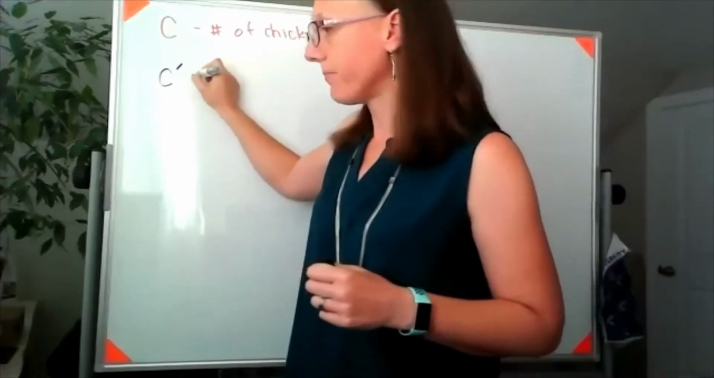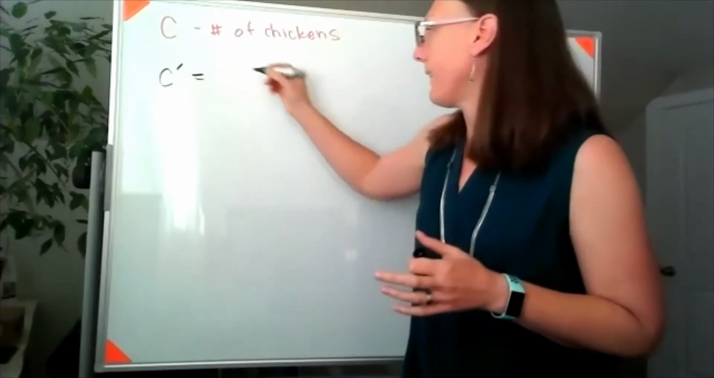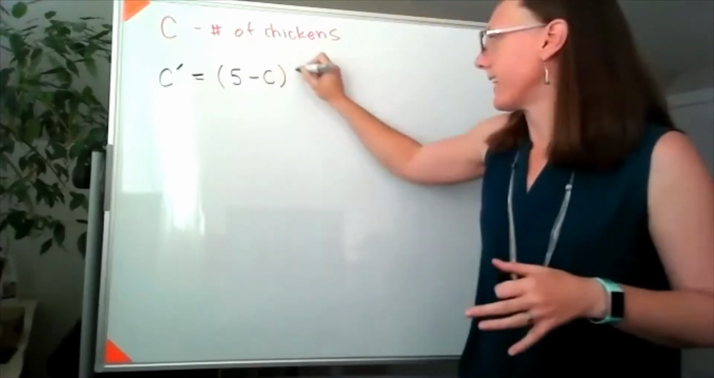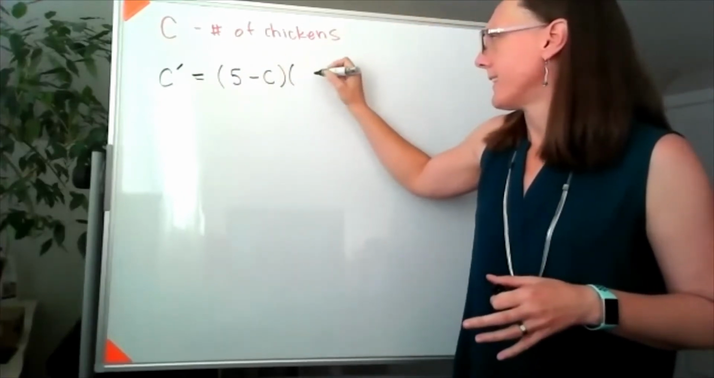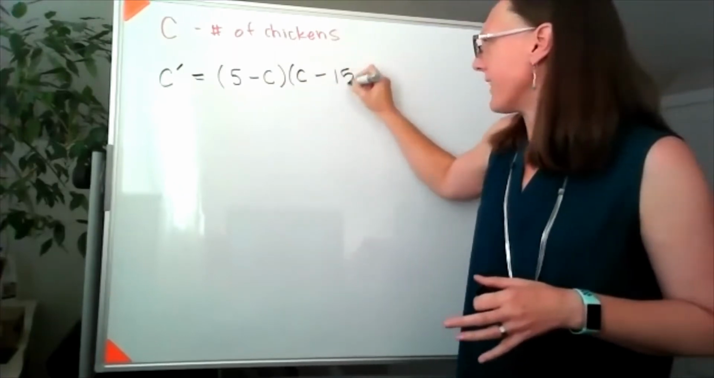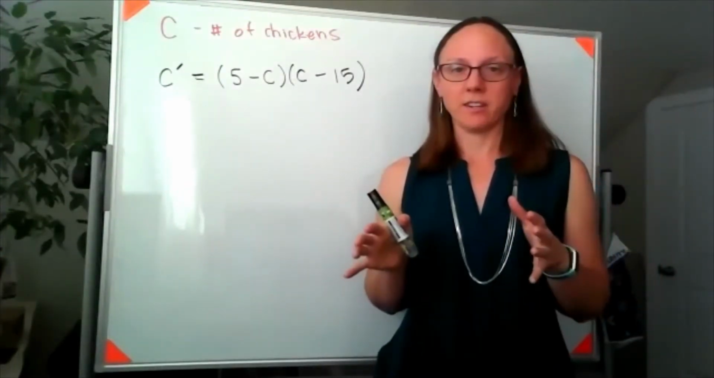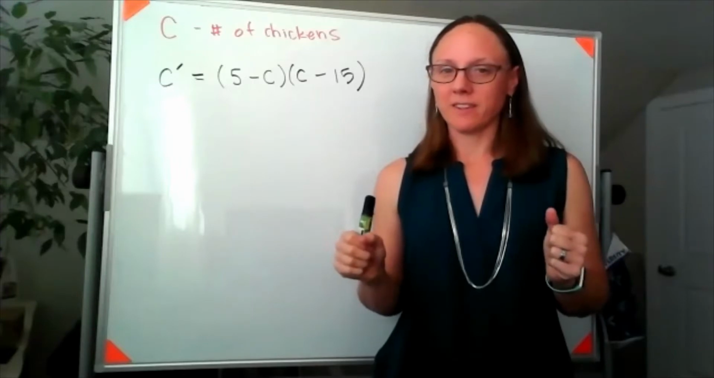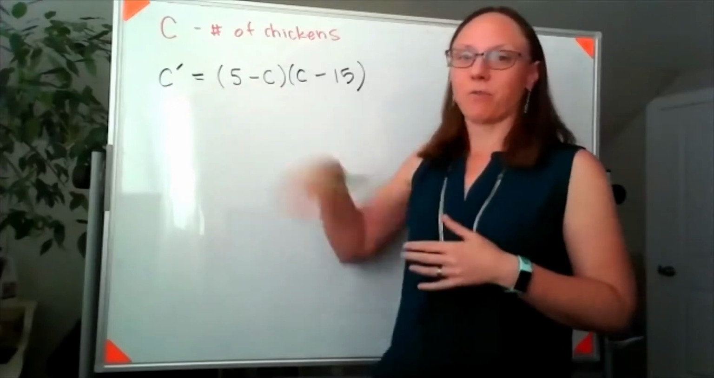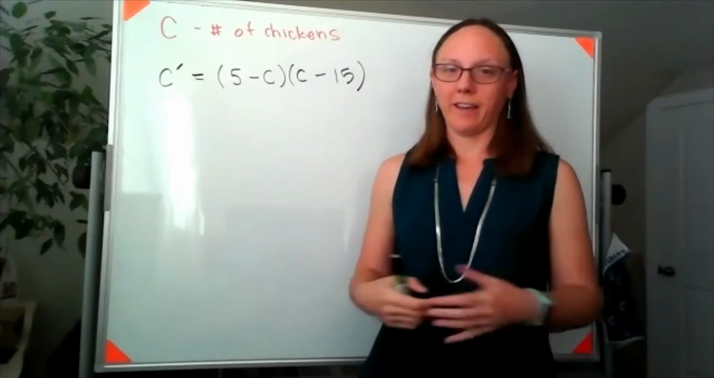Suppose that I told you that the rate of change for our chickens looked like (5 minus C) times (C minus 15). And now the question is, depending on how many chickens we start with in this population, how many chickens are we going to end up with? So this differential equation is giving us a ton of information, even though we don't know it yet.